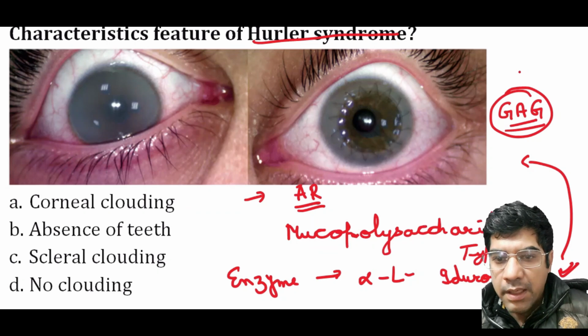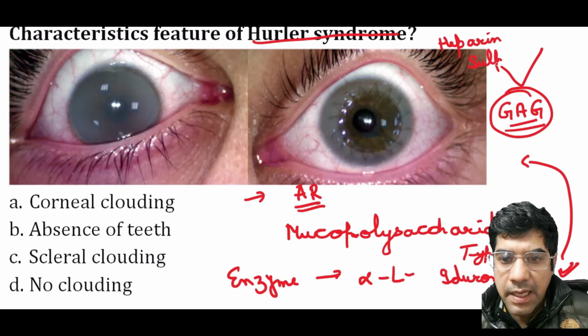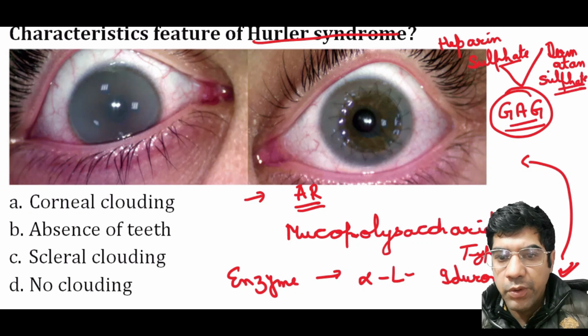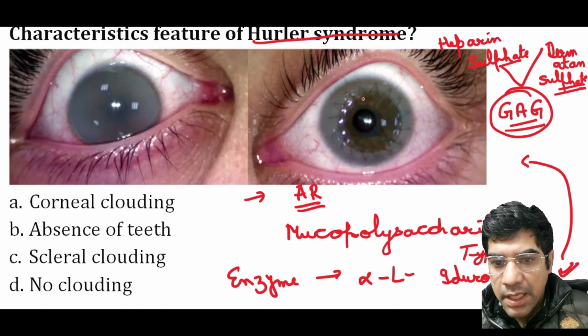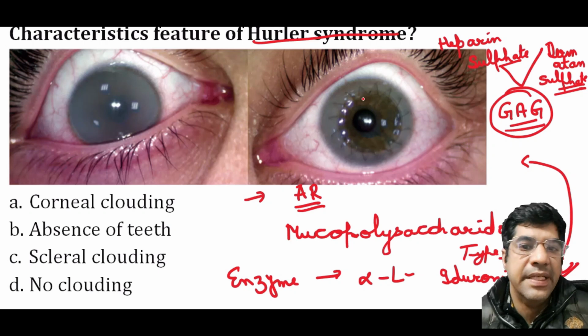So this enzyme helps to break down two types of glycosaminoglycans. What are those? One is heparan sulfate, and the other is dermatan sulfate. So due to the enzyme deficiency, there is accumulation of glycosaminoglycans in various tissues and organs throughout the body. This accumulation leads to damage and dysfunction of these tissues.